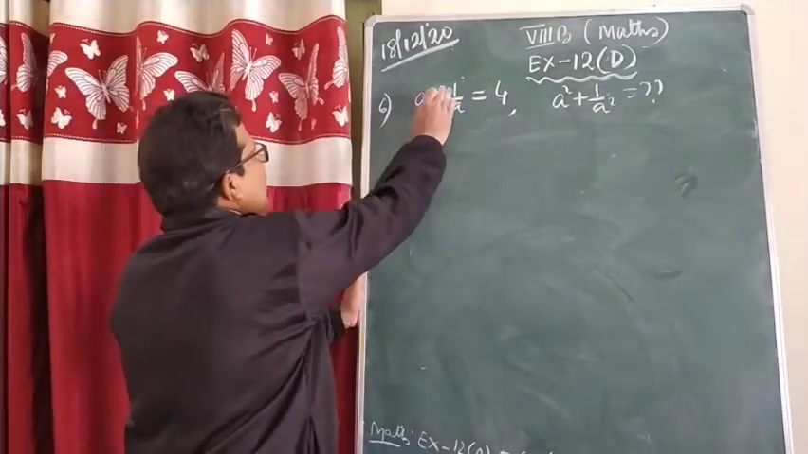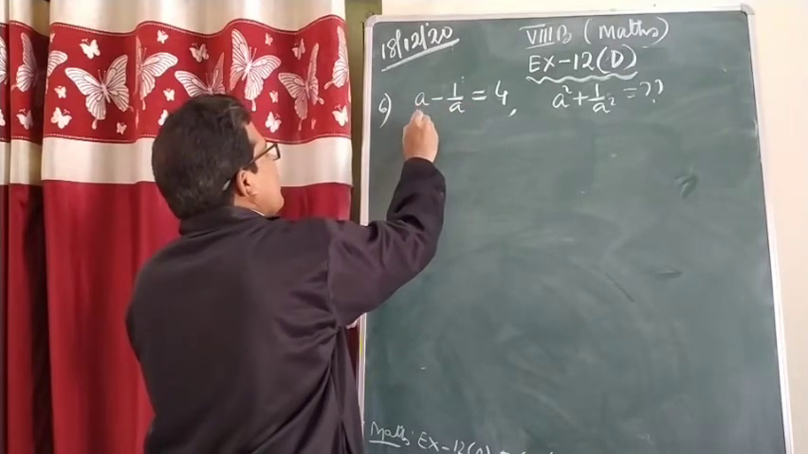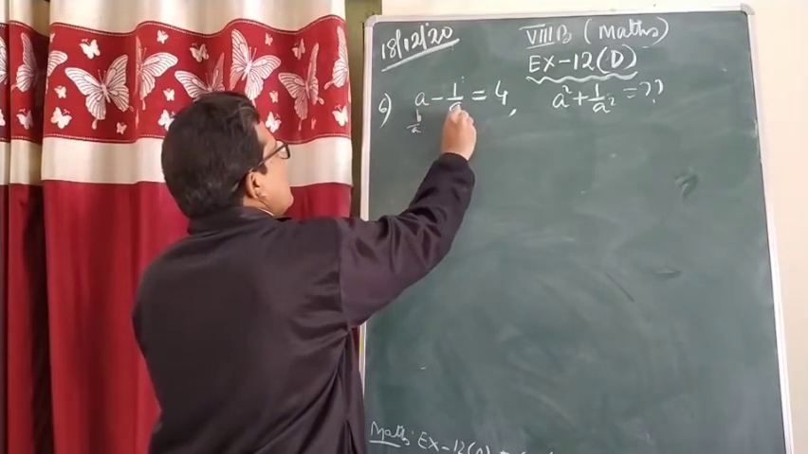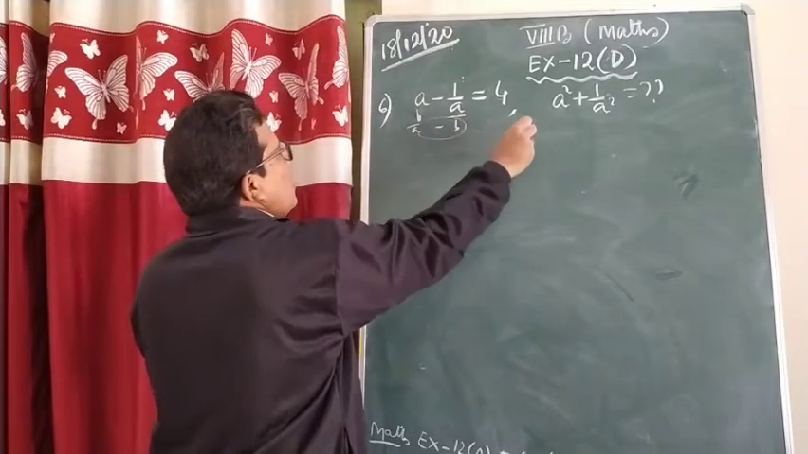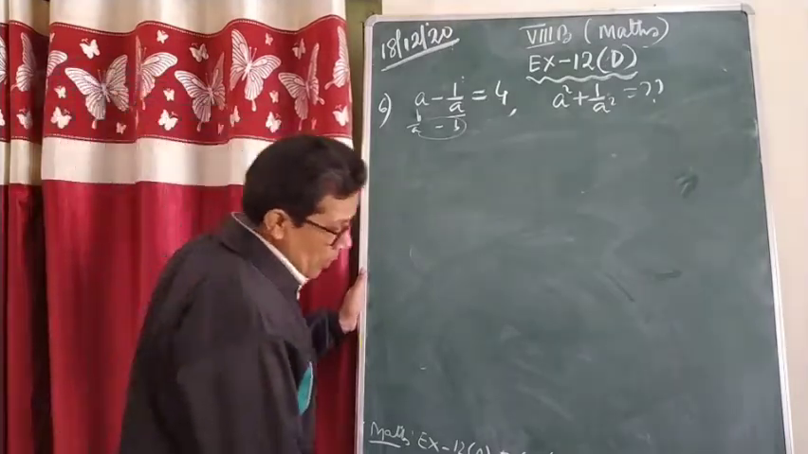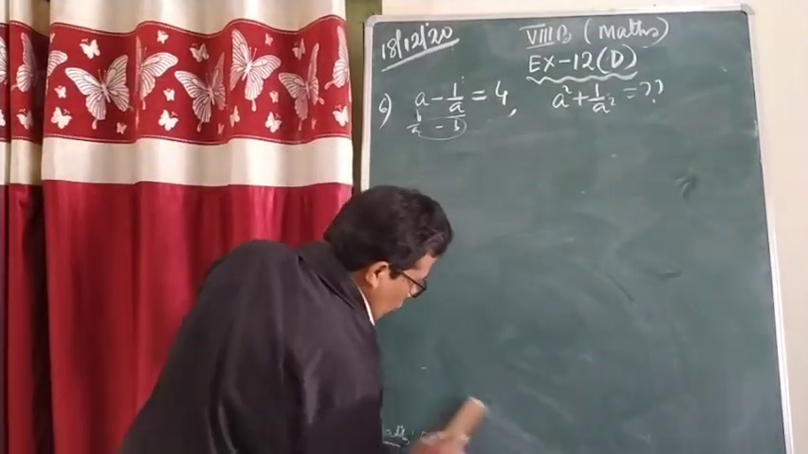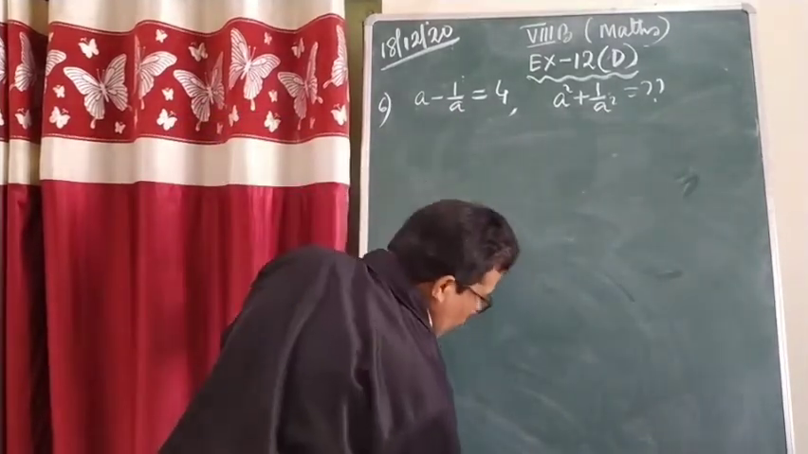It is given there a minus b, that means, a minus b, you can see, this you can take as a, this you can take as b. So it is given there a minus b equal to 4. You have to find the value of a square plus b square. Like yesterday I told you, the same way you are going to do it. Okay, what do we have?